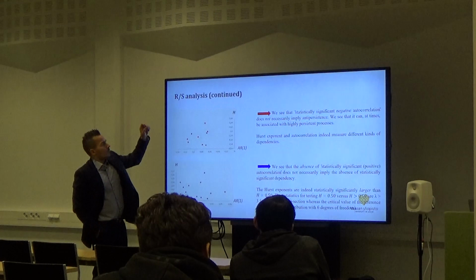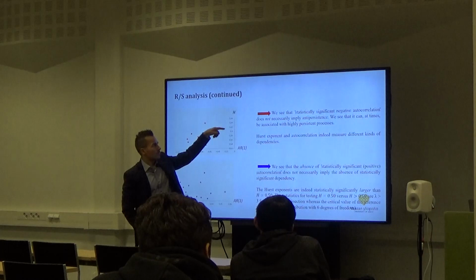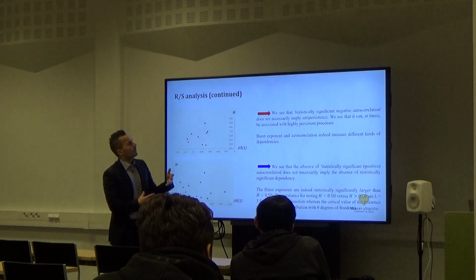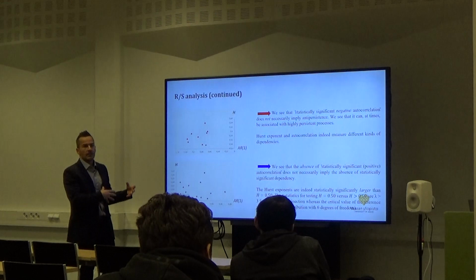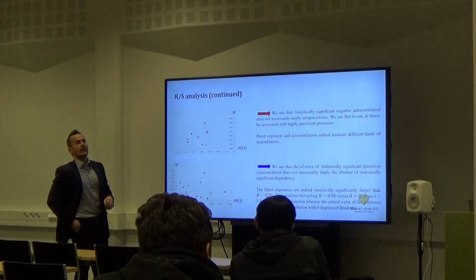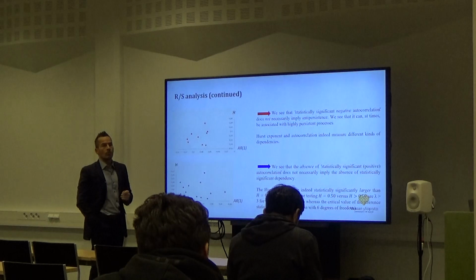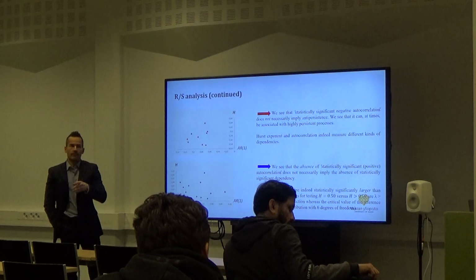So what does it mean? It means that statistically significant negative autocorrelation does not necessarily imply antipersistence in the data. So we can see here that at times, negative first-order autocorrelation can be associated with highly persistent processes, which is what we see here. And it also means that the Hurst exponent and autocorrelation measure two different kinds of dependencies. So the Hurst exponent can measure something that autocorrelation models cannot measure.